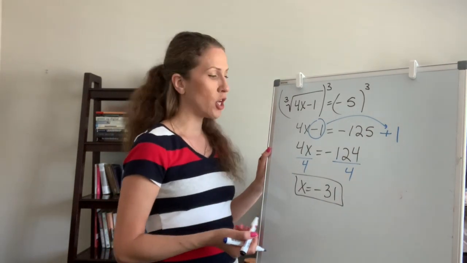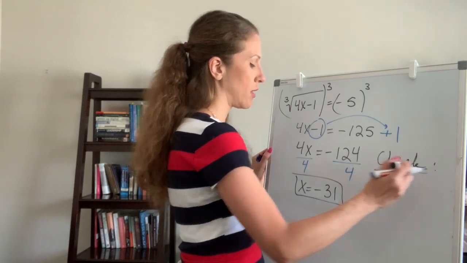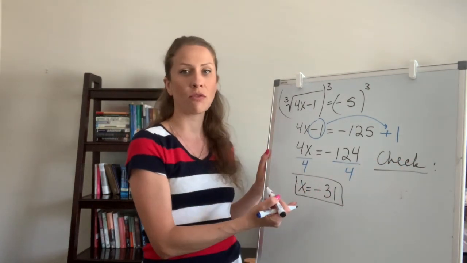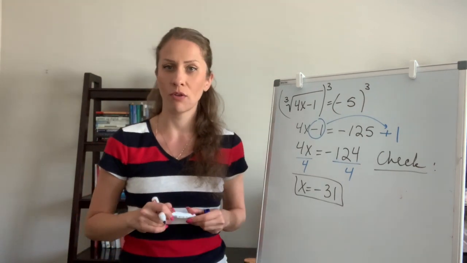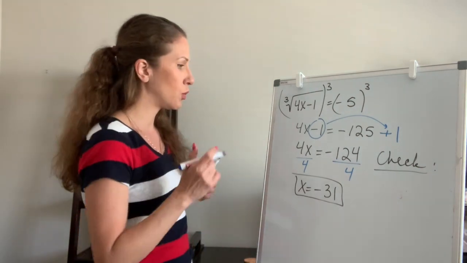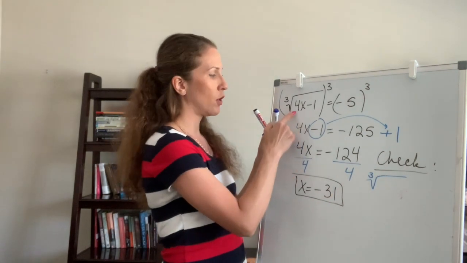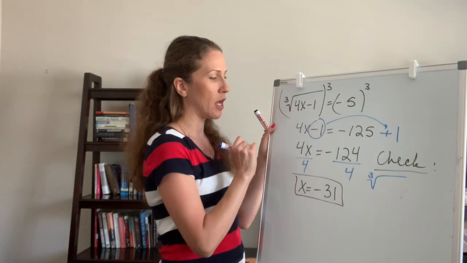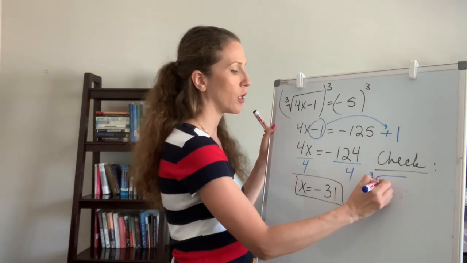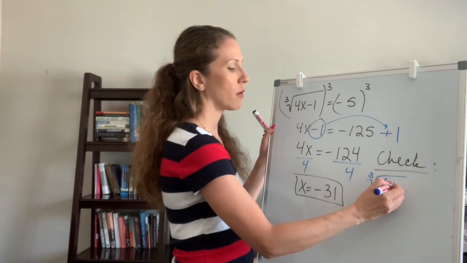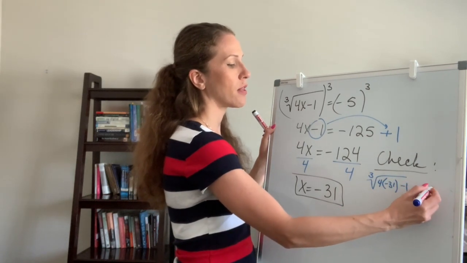Again, let's go ahead and check this work. So to check this work, I'm going to use my answer that I just got for x, which is negative 31, and plug it into the original problem before I did any sort of changes to it. So to check, I'm going to write the cube root of, it used to be 4x minus 1, but now I know x is negative 31. So 4 times negative 31 minus 1, that's under the root, and then on the other side I had negative 5.